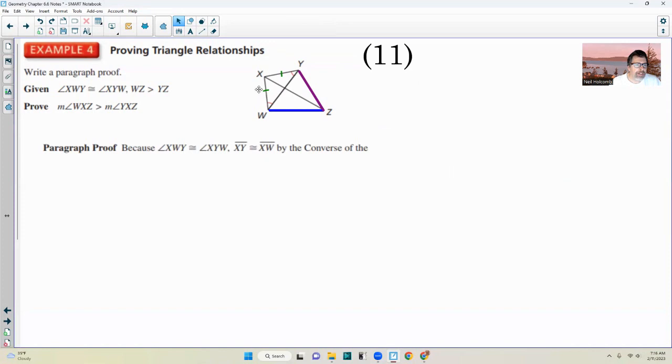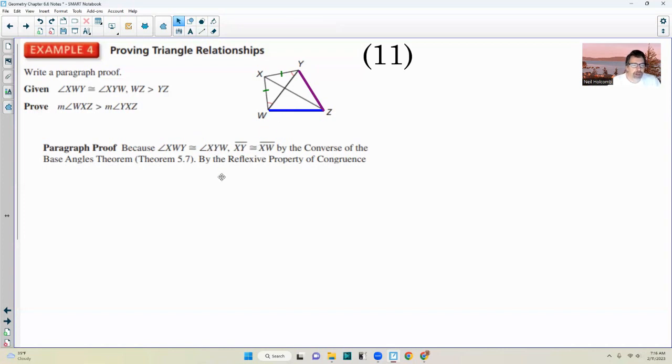It says because angle XWY is congruent to angle XYW, side XY is congruent to side XW because it's an isosceles triangle, by the converse of the base angle theorem, theorem 5.7. Converse of the base angle theorem, from isosceles triangles.